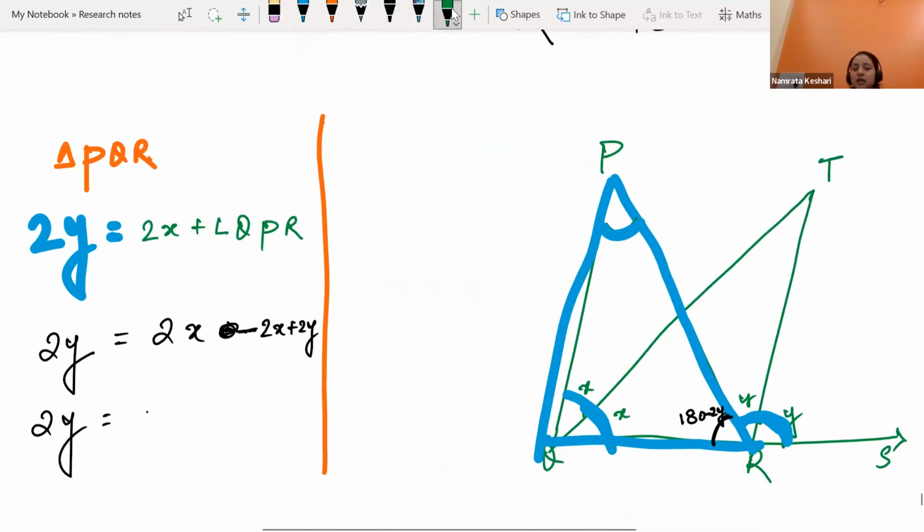Now the next, we are coming to this part. The next triangle we will be taking is triangle QTR. If we take this triangle, let me check it on pen and paper, because here you are also getting confused. Who is doing?